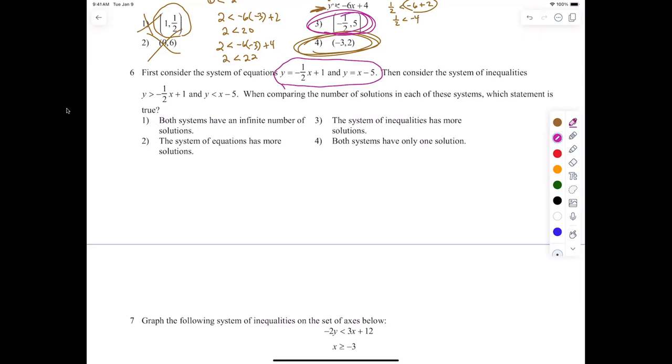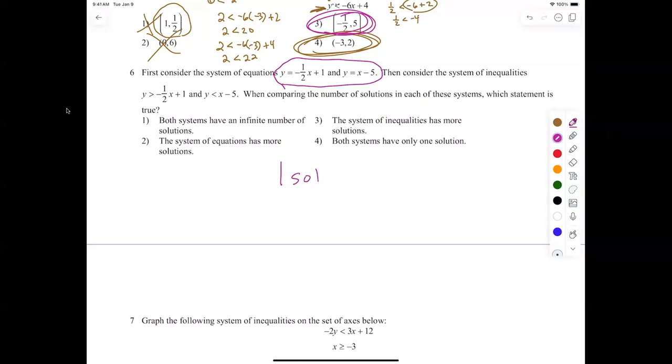Those lines are not parallel because the slopes are not the same. And some of you are like, well, how do I know what the slope is? All right, the slope is the number in front of the x. Are the slopes the same? No. Therefore, if the slopes are not the same, there is one solution. Everybody good with that?